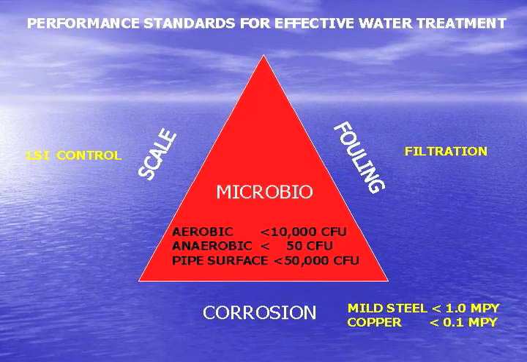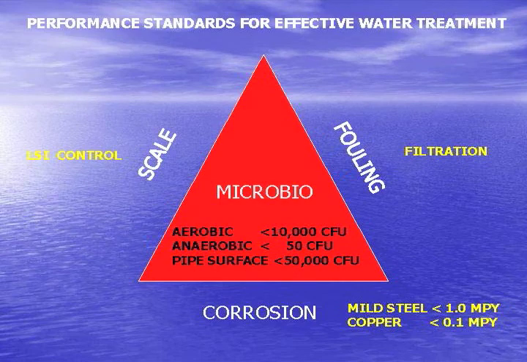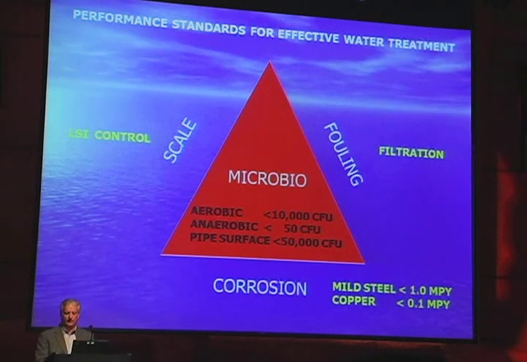Okay, let's talk about water treatment programs. Basically, there's 4 areas of water treatment that you need to look at. Certainly scale control, fouling, which is basically suspended solids that get sucked in the tower, corrosion. Obviously, we want to protect our piping, and we're able to achieve now less than 1 mil per year in steel and less than 0.1 mil per year in copper.